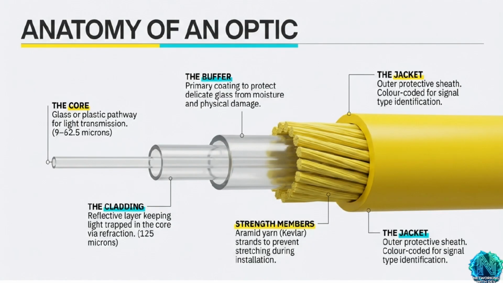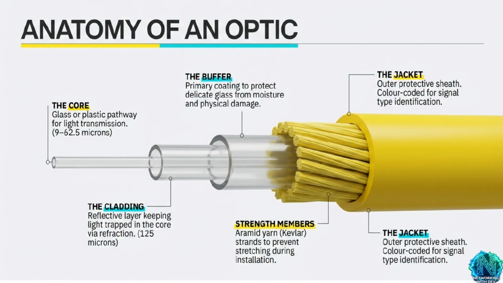To understand how we achieve those terabit speeds with light, we need to look at the remarkable engineering inside a single fiber strand. At the very center is the core. This is a hair-thin pathway made of ultra-pure glass or plastic, measuring between 9 and 62.5 microns, where the light actually travels. Surrounding it is the cladding, a reflective layer that acts like a mirror to keep the light trapped inside the core through a process called refraction.